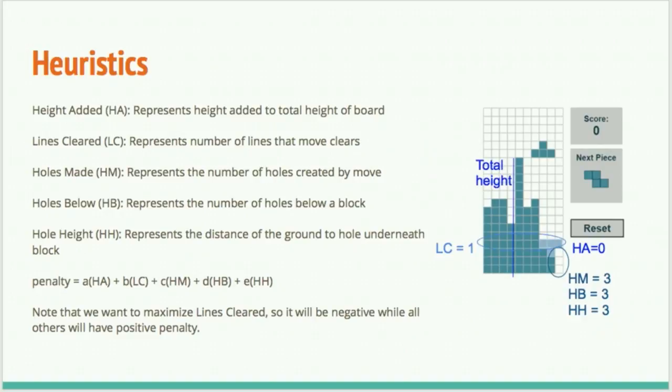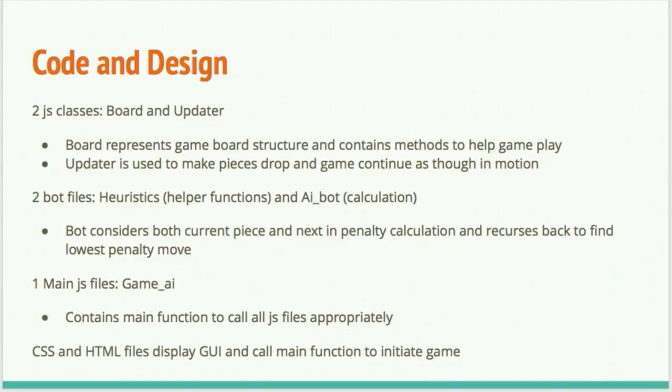And using all these heuristics, we can create a penalty function, which is just their sum, each times some weight. Note that we want to maximize lines cleared, so it will have a negative weight while all others will have a positive penalty. We coded this project in JavaScript using 5 JavaScript files in total and a CSS and HTML combination to display the game.